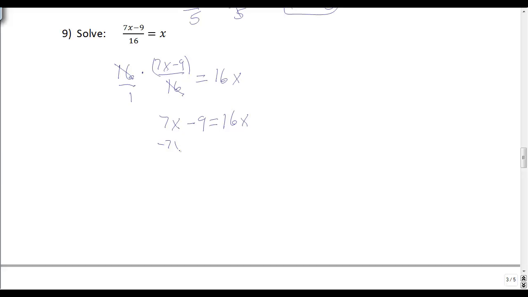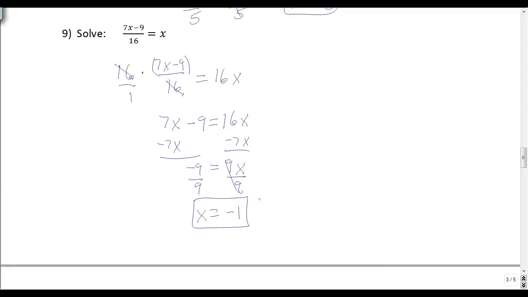Now, I'm going to subtract the 7x from both sides. I'm left with negative 9 equals 16 minus 7, which is 9x. And then I divide both sides by 9 to get the x alone. Again, I'm pulling the x from the right, flipping the side just to make it feel like something I'm comfortable with. Negative 9 divided by 9 is negative 1. So I like my variable on the left.